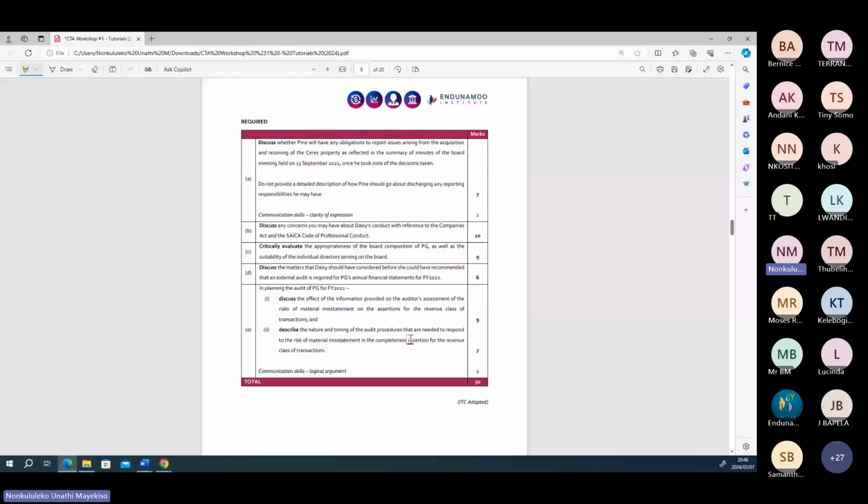Yes. Okay, cool. Part C was to critically evaluate the appropriateness of the board composition, as well as the suitability of the individual directors serving on the board. That was for 9 marks, but we spent quite a bit of time going through that, talking about independent, non-executive, having the independent lead, looking at who the chairperson was, looking at everybody's qualifications. We looked at people's relationships. We talked about the influence and the lack of ethics and all of that. Is everybody happy that we've covered that for 9 marks? And if you need to analyze a board, you will be able to do so.